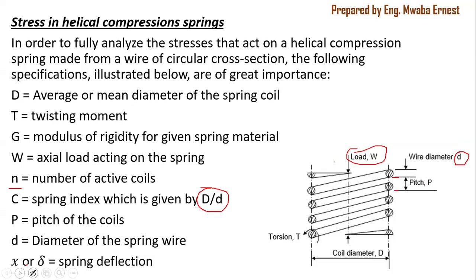Then when we come to the deflection that your spring is going to go through, that deflection can be denoted by X or delta. That is the spring deflection under load. So when this load is applied, this spring is going to compress by how much? By that. So we'll come up with expressions to tell us how you can arrive at that.